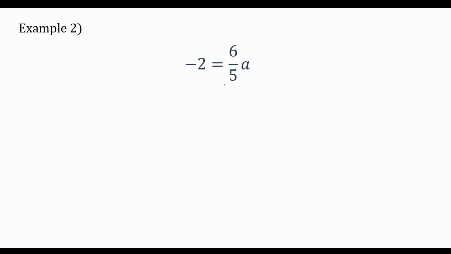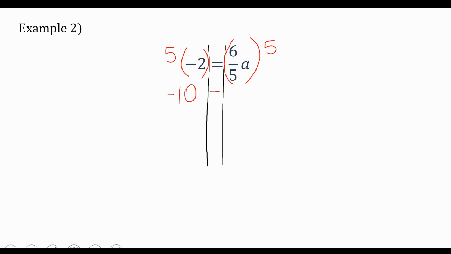Okay, so we have negative 2 equals 6 over 5a. So first thing that we always want to do, just so we can stay organized, draw those train tracks. All right, and like we said before, we're going to multiply by the fraction's denominator. So in this case, the number in the denominator is 5. So we're going to multiply this by 5, and we're going to multiply this by 5. 5 times negative 2 is negative 10, so I'm going to just write negative 10.